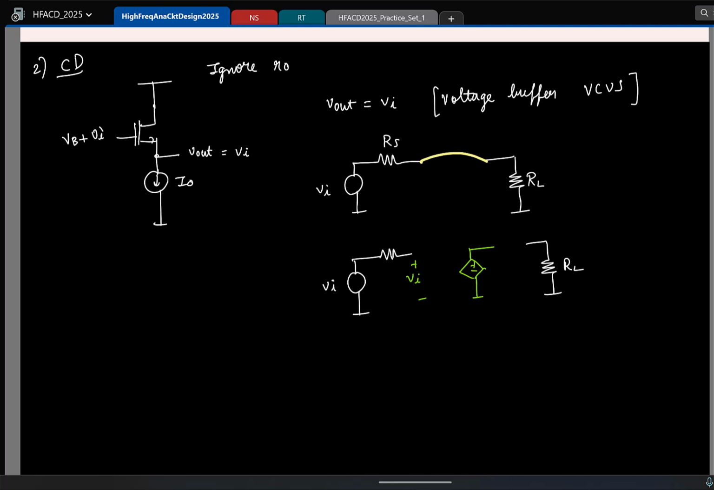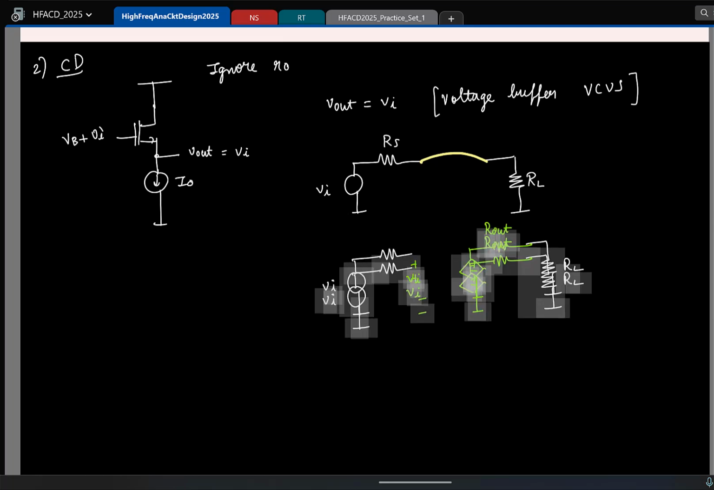And ideally, what is the output resistance of a voltage buffer? 0. It's supposed to behave like an ideal voltage source here, but in practice there can be a small output resistance. As long as it is sufficiently small, it's okay.